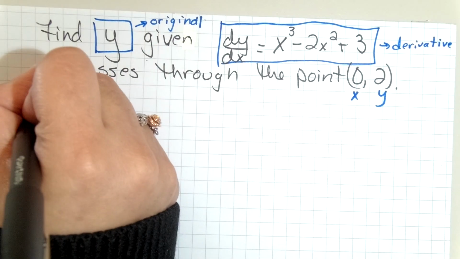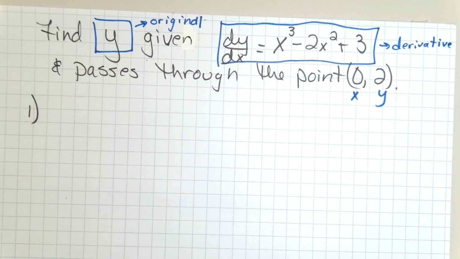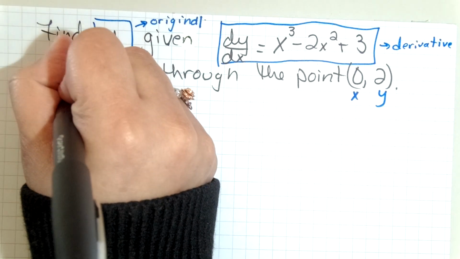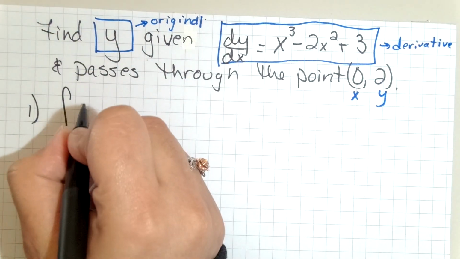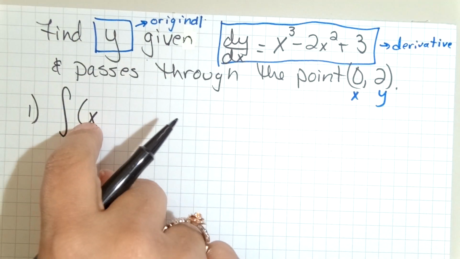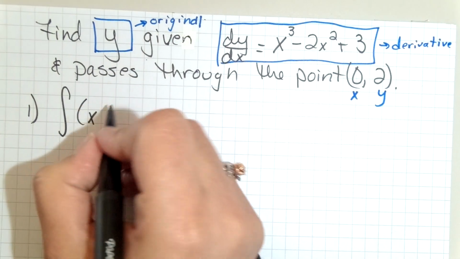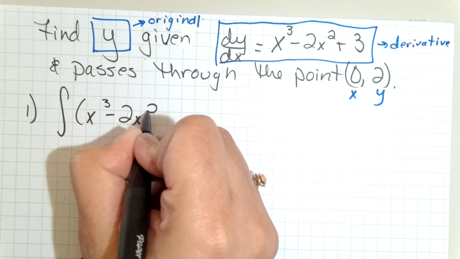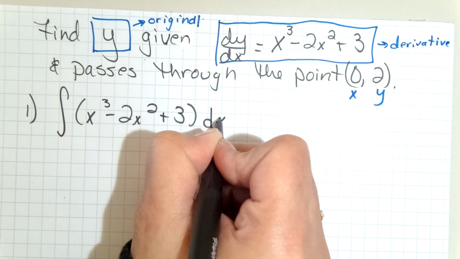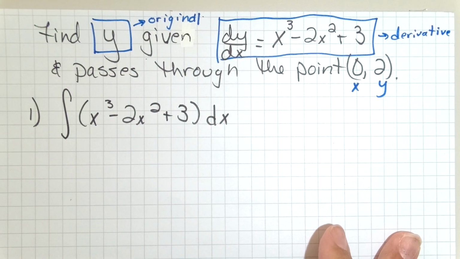Okay. Step 1. What's step 1 say? As an integral. So I'm going to do the integral sign. And because I have more than one term, please make sure that you're using parentheses. Dx. Good? What's step 2 say?